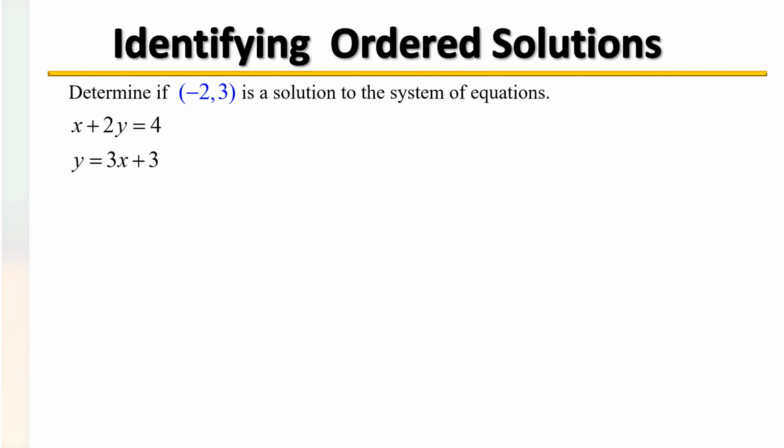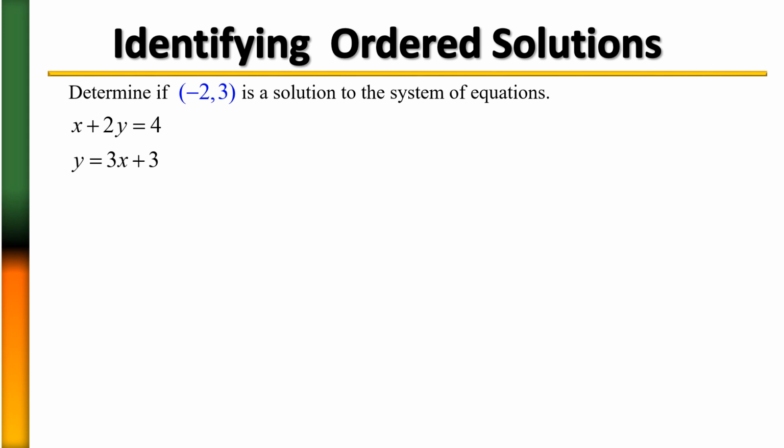In this example, we're asked to determine if the ordered pair (-2, 3) is a solution to the system of equations. Now, the only way we're going to find out whether it is a solution or not is we have to plug it into the equations one at a time. Let's start with the first one. Remove x and replace it with -2, remove y and replace with 3. If when you plug these in and do the math, both sides are the same, meaning that's a true statement, then that is proof that it is a solution.